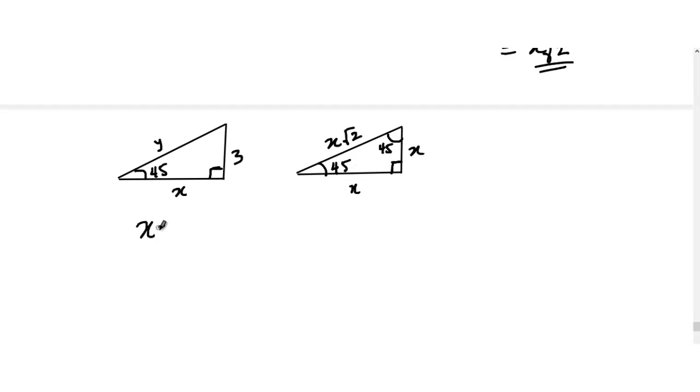So x in this case is equal to 3, right? So this x is 3 here. Sorry, because I use x. X is also x, so x has been gotten to be 3. So what is y? Y in this case is x root 2. That will give us 3 root 2.